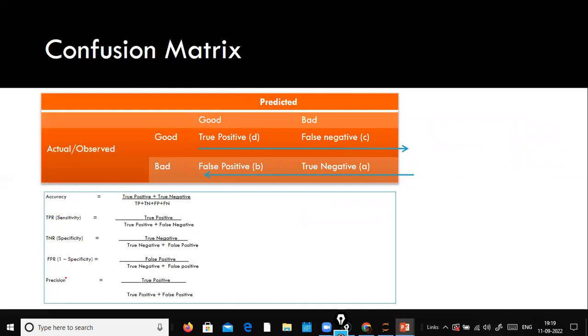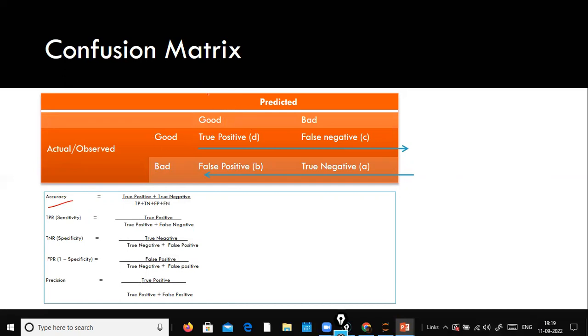Look here, there are different equations, like accuracy. So these are the metrics, and you can derive them from the confusion matrix itself. Here, true positive plus true negative divided by all these values will give you the accuracy. First of all, let us understand what this confusion matrix is all about.